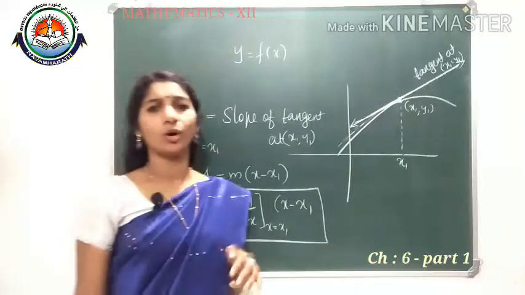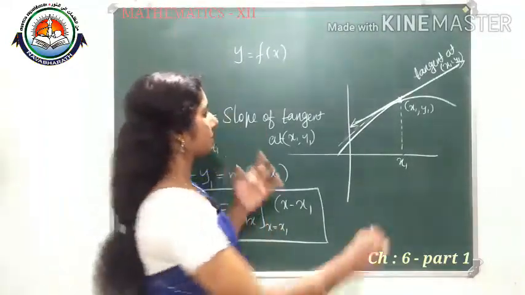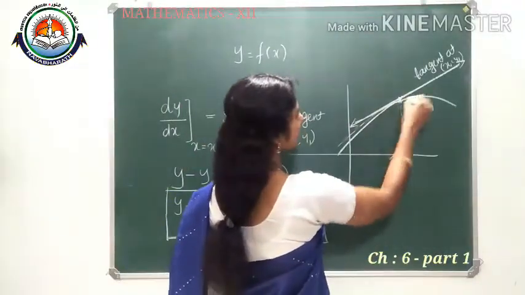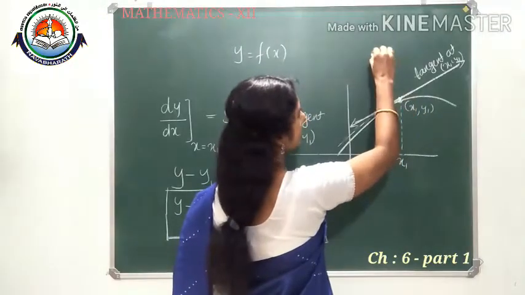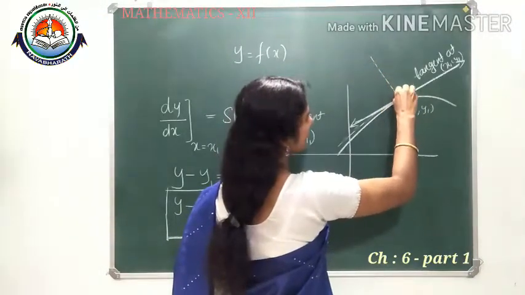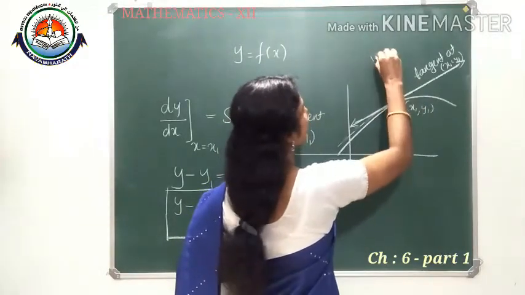Then what is meant by normal? At this point, the curve's normal means the line perpendicular to this tangent, and we call it the normal.